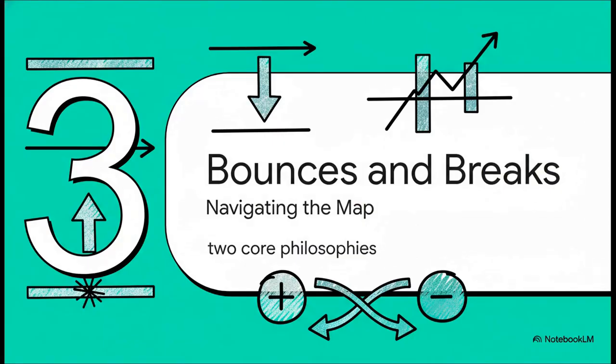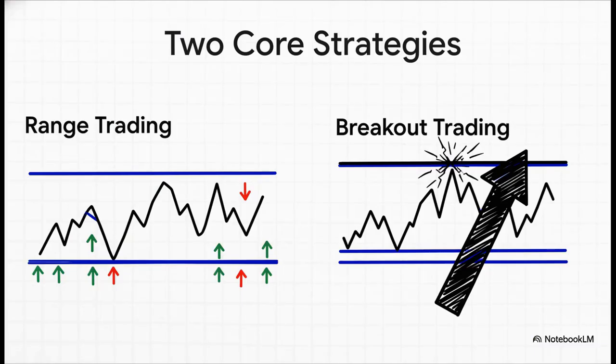Alright, so now that we know how to draw our map, how do traders actually use it to find their way? Well, it pretty much boils down to 2 core strategies: trading the bounce or trading the break. First up is range trading. This is when you're betting that the floor and the ceiling are going to hold strong. So you might buy when the price gets down near support and then sell when it gets back up near resistance.